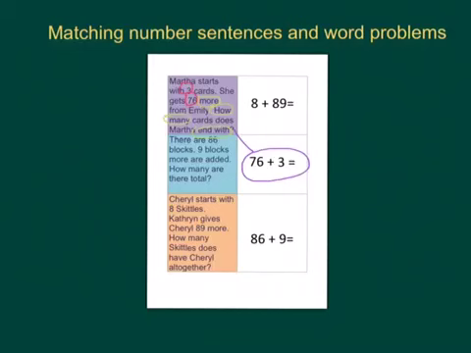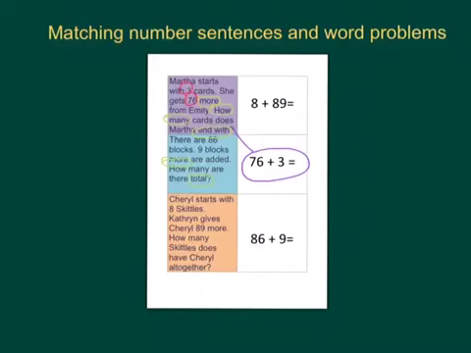Okay, let's have a look at the next one. There are 86 blocks, 9 blocks more are added. How many are there, that should say, in total? Okay, let's go through and highlight the key information. So there are 86 blocks, 9 more are added. How many are there in total? That's telling us that we need to add. The number's going to get bigger.